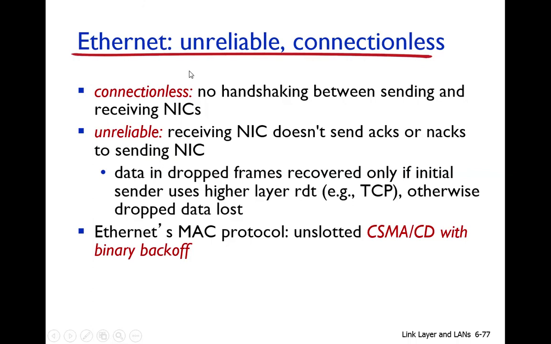Okay, as we have discussed, in the network layer we can have reliability, flow control, connections, congestion control, etc. But Ethernet is unreliable. It is connectionless. Connectionless means there is no handshaking between the sending and receiving NIC. It is unreliable.